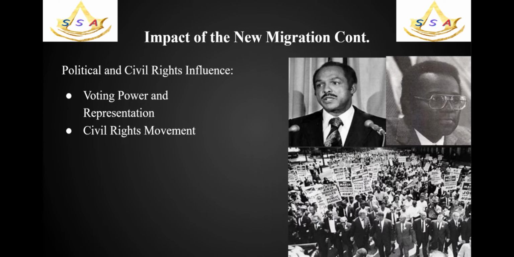And also, when it comes to the political and civil rights influence, there is voting power and representation. The concentration of Black voters in northern and western cities increased their political influence, because the migration contributed to the election of Black mayors such as Carl Stokes in Cleveland in 1967 and Richard Hatcher in Gary, Indiana in 1968.